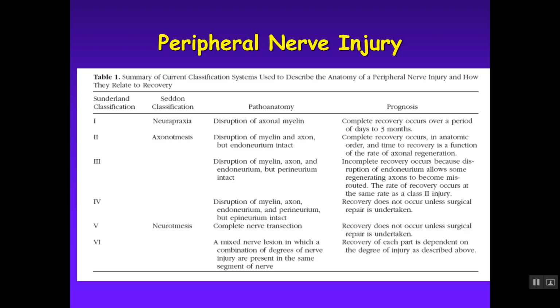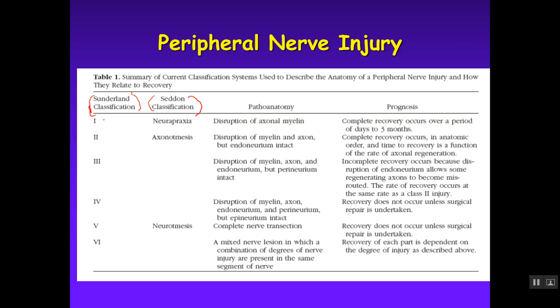There's a Roman numeral classification system called the Sunderland classification. And then there's the Seddon classification, which doesn't have as many gradations or levels. So I think it's kind of nice to know a little bit about both of those and how they fit into the big picture here.